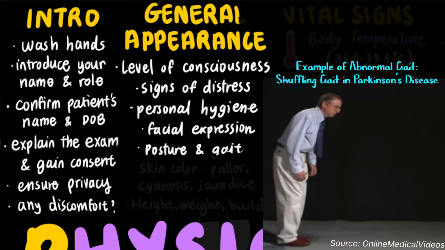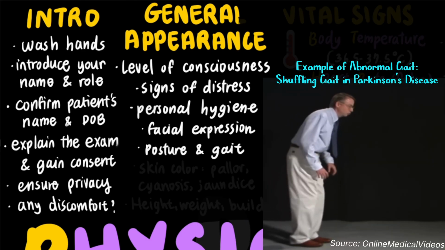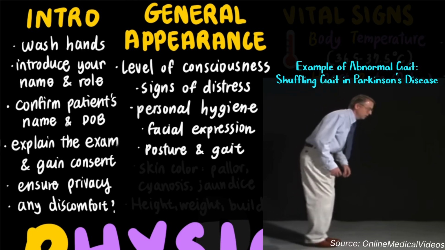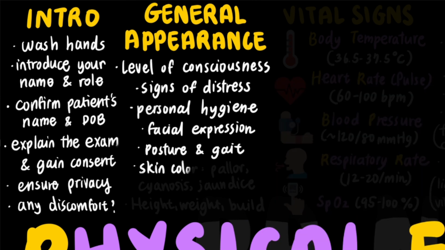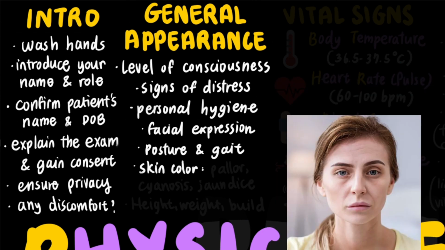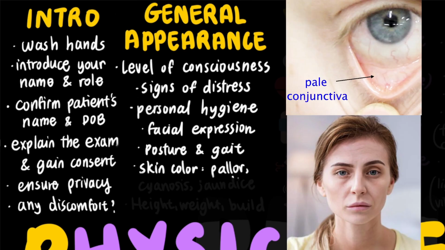Observe the posture and gait, since the way a patient sits, stands, or walks can reveal underlying musculoskeletal or neurological problems. Check the skin color because it can give important clues. Pallor refers to paleness of the skin and mucous membranes, which may suggest anemia or poor blood flow.